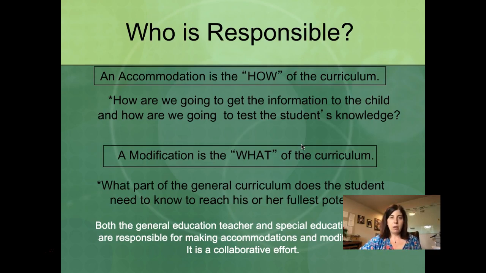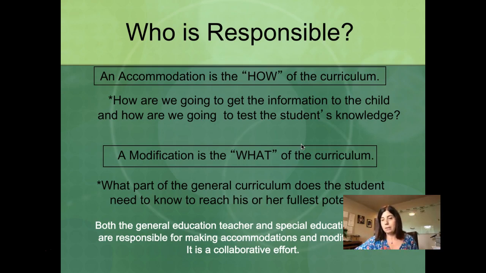So who's responsible for all of this? An accommodation is the how of the curriculum. A modification is the what of the curriculum. So both the gen ed teacher and the special education teacher are responsible for making sure that the accommodations and modifications are appropriate and are put in place. And it's really the whole entire IEP team. The parents are also involved, because you're all getting feedback from the student too about what's working and not working in the classroom as far as those accommodations and modifications go.